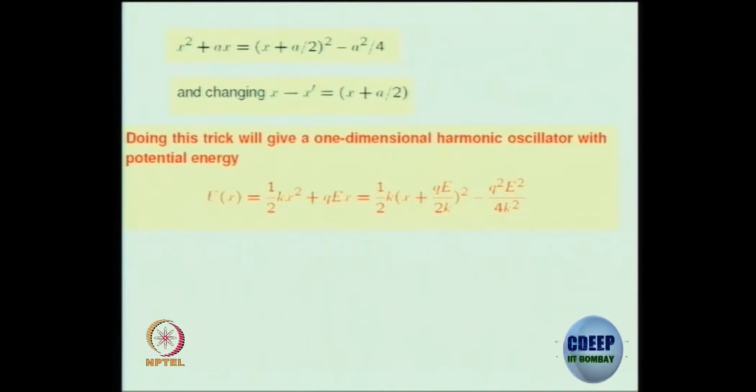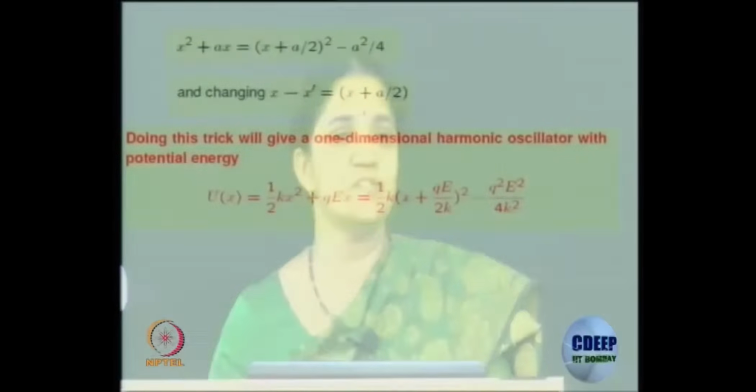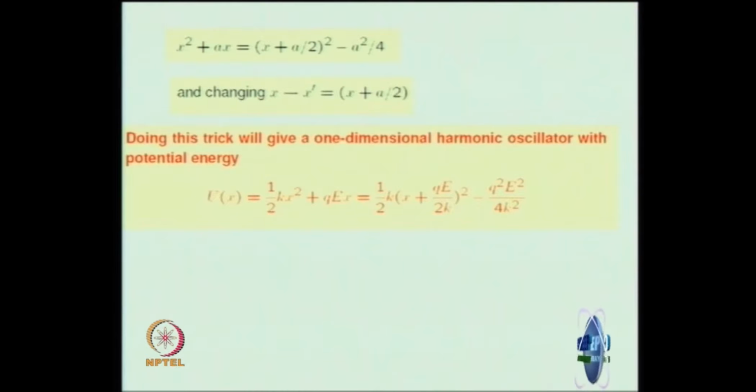What will be the energy eigenvalues for this system? What will be the ground state energy? Half h cross omega minus the constant shift in that energy, which is q squared E squared by 4k squared. What happens to the wave function? Wave function will have a peak earlier at x equal to 0 in the absence of electric field. In the presence of electric field, it will get shifted. It will be shifted by qE by 2k.